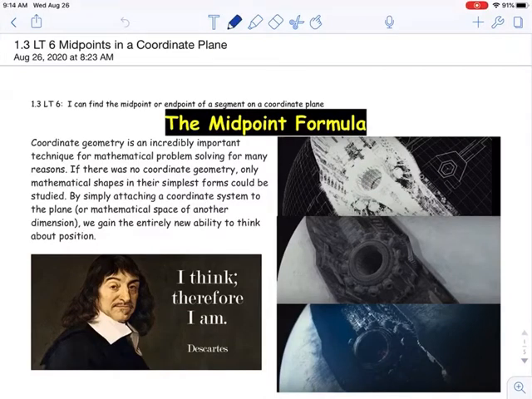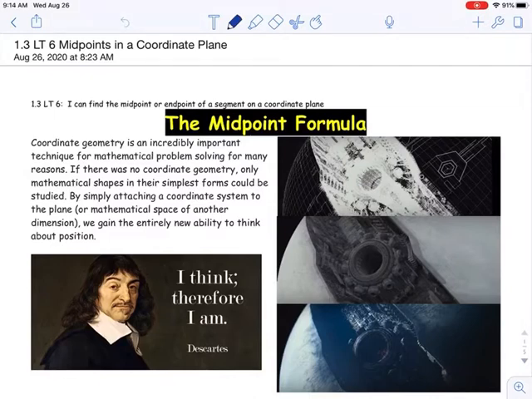All right, students, so today's lesson we're doing the midpoint formula. So yesterday we just talked about random segments floating around in space. These segments are specifically going to be in a coordinate plane. Now, I know we've already done coordinate plane stuff with the distance formula, but coordinate geometry is an incredibly important technique for mathematical problem solving for many reasons.